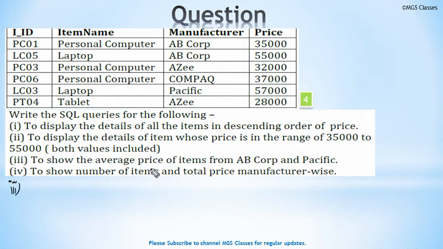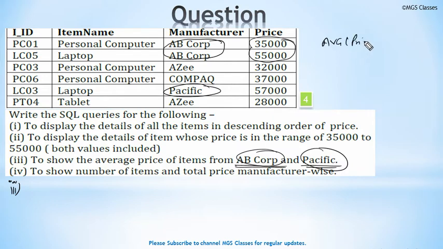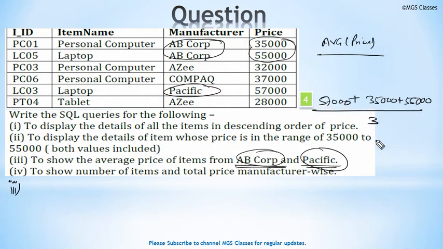Now let's see the third portion of this query. The third portion is a query to show the average price of the items from AB Corporation and Pacific. So you need to write the query that will give you the average price of items from AB Corporation and Pacific. These two manufacturers' items' average price he wants in output, like the average of 35,000 plus 55,000 plus one more, 57,000, divided by 3. Whatever average you get, that will be the output.